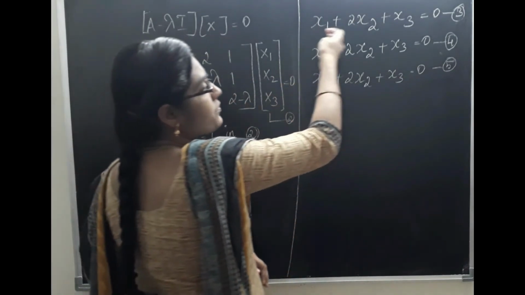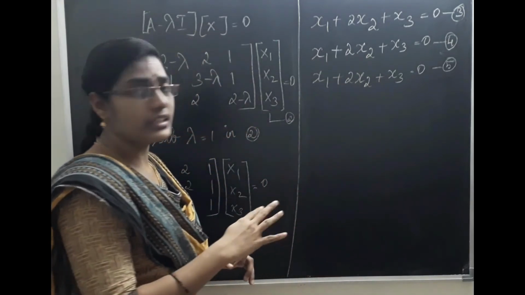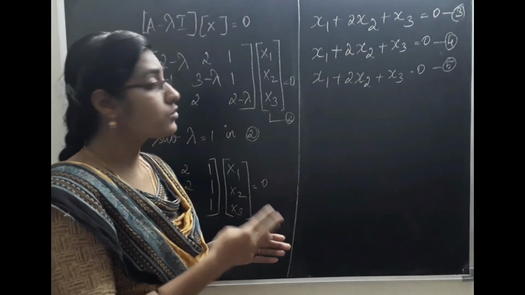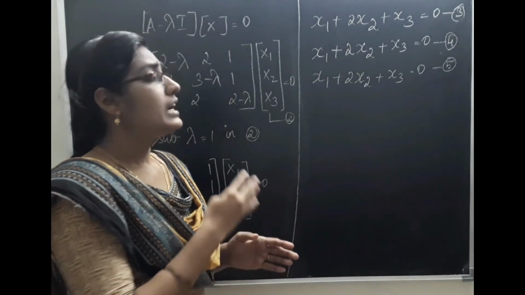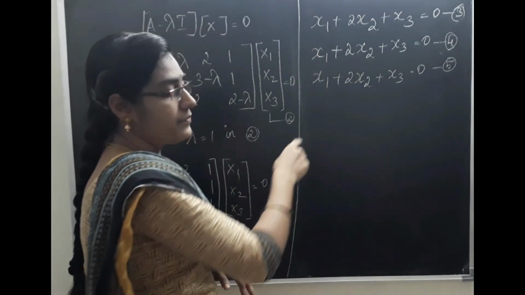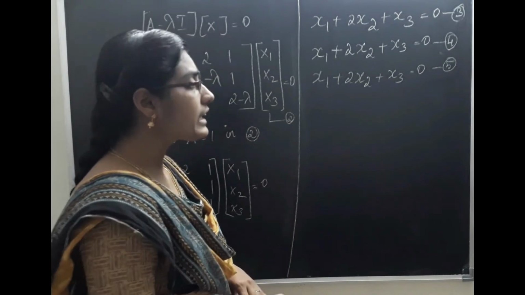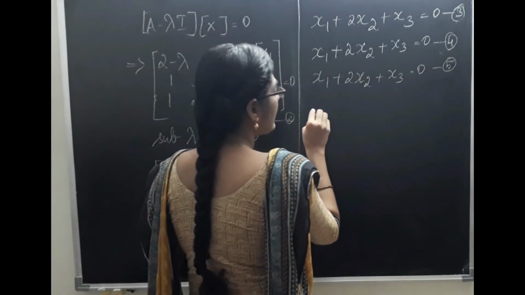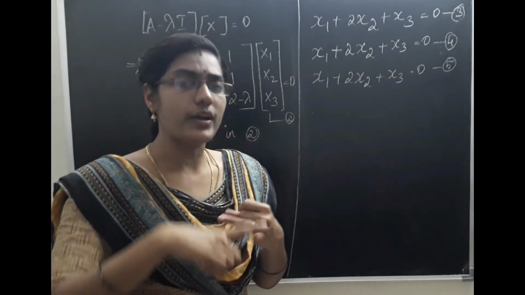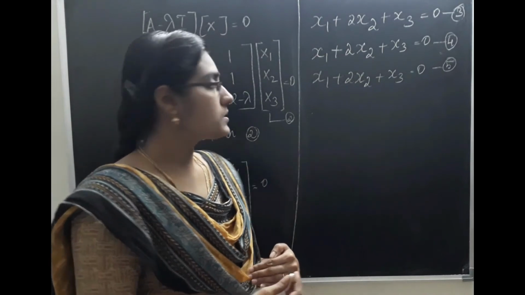So if you substitute any value, the equation will not be affected, right? For x1, x2, x3, whatever the value you substitute, the equation will not be affected. That is, it is linearly independent. All the equations you get are the same, which means the vectors are linearly independent. In that case, what we need to do is take any one equation and substitute the value of either x1, x2 or x3 as 0 and find the remaining values.